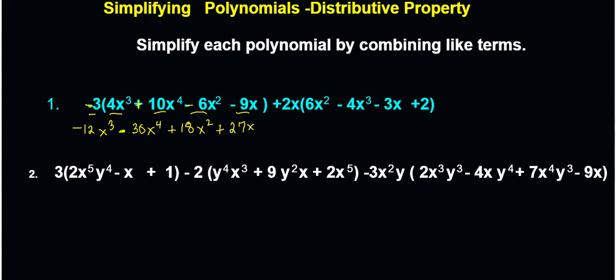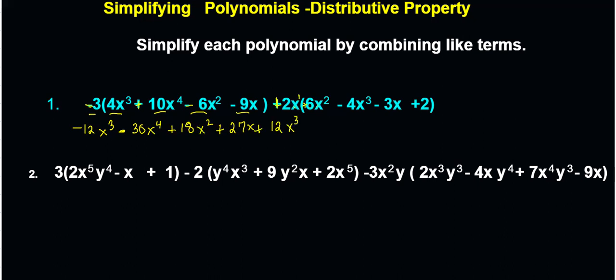We've got a positive times a positive, which is a positive. 2 times 6 is 12. But we've got to multiply this x times this x squared. Remember that x is x to the 1. And when we multiply and the variables are the same, we add their exponents. 2 plus 1 is 3.